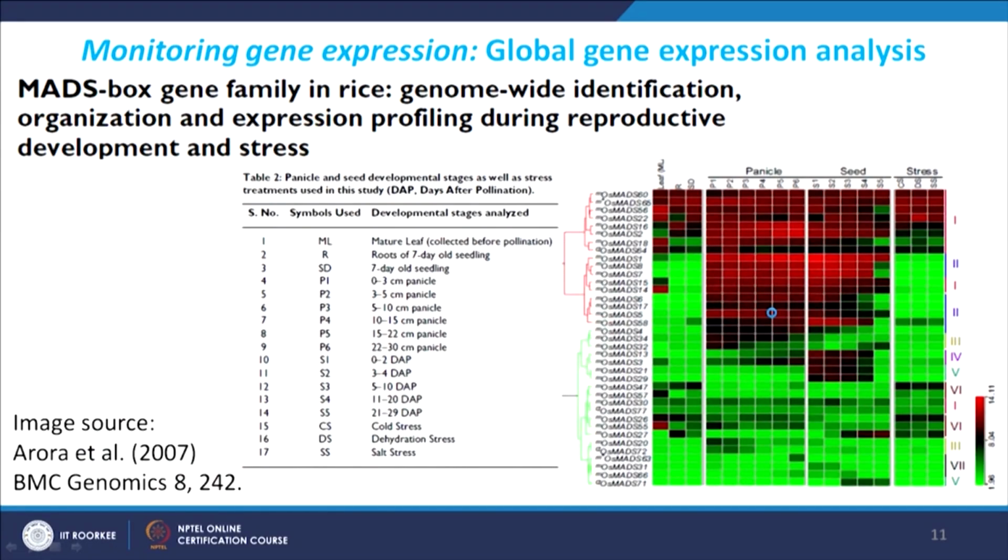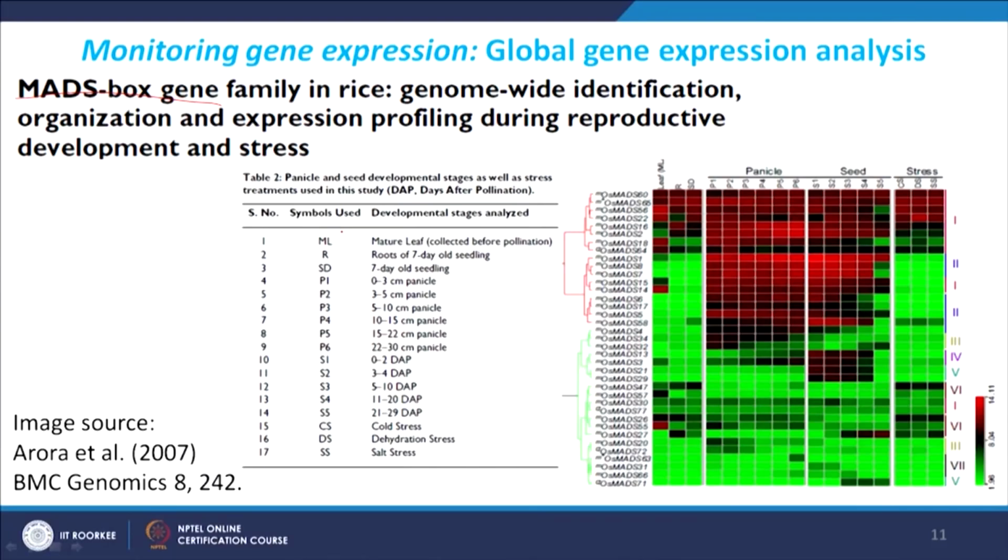This is another example of microarray which was used, and here you can see that they have focused their study on the MADS box containing genes. Why am I focusing most on the MADS box containing genes? Because this was the class which is well established to regulate a lot of developmental processes. They are very, very important with respect to plant development.